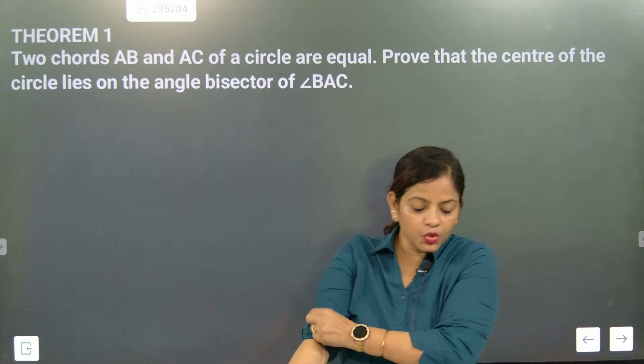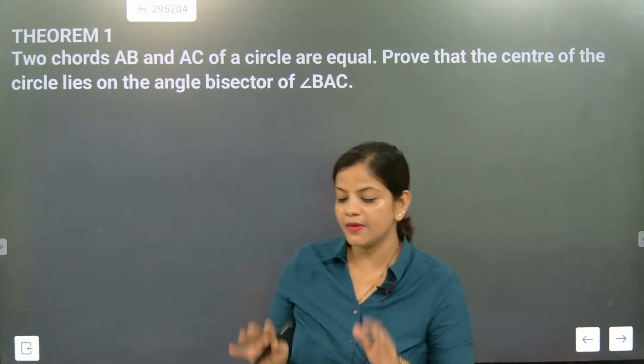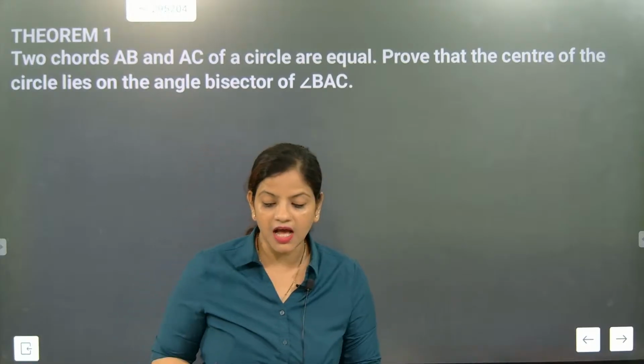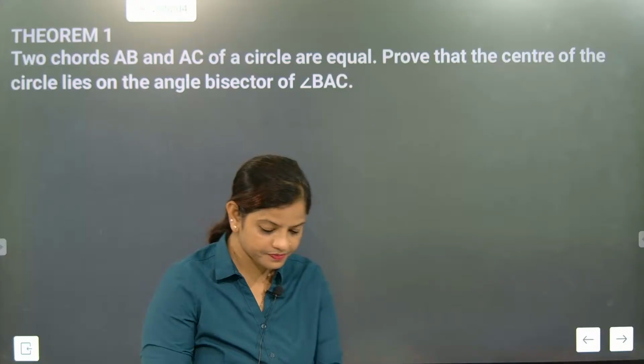So now look here. Two chords AB and AC of a circle are equal. So first we are going to draw two chords.